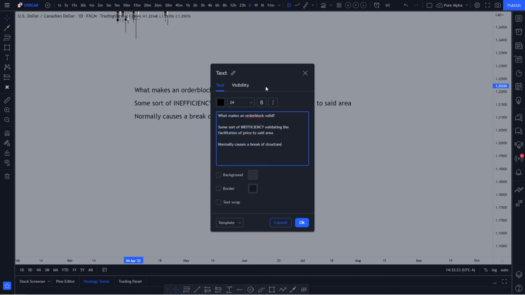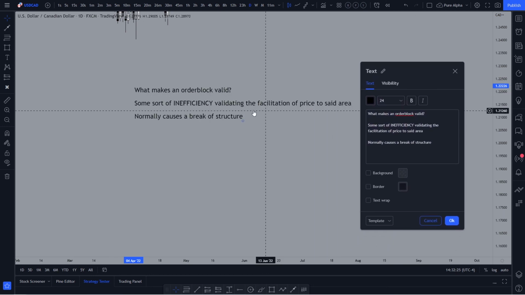Okay, so what makes an order block valid, right? We normally have some sort of inefficiency within it that validates the facilitation of price to said area. The order block normally causes a breaker structure / is followed by a breaker structure.